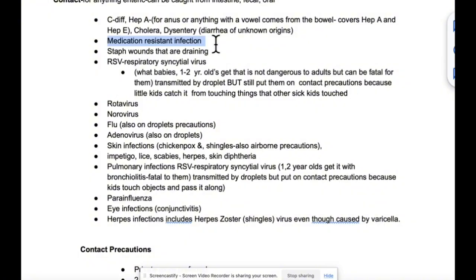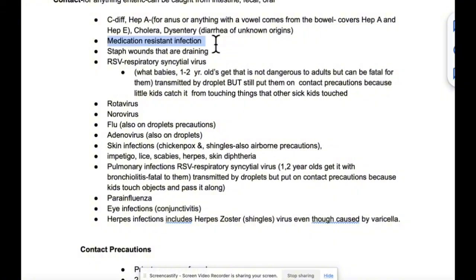So when this happens, typically we put them on contact precautions, and then we have to sample a few antibiotics until we can get to one that's actually going to do the treatment thoroughly and rid this person of their infection. Okay, so in the meantime, all right, we put them on major contact precautions.